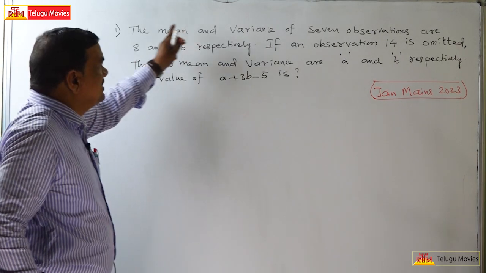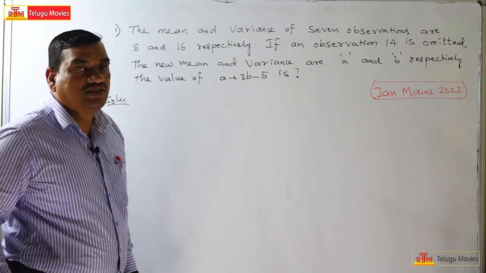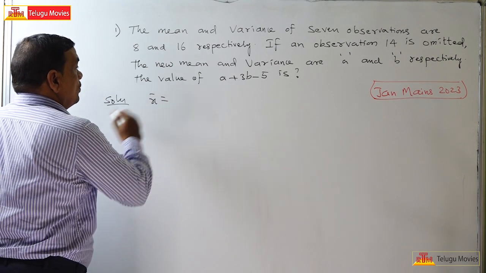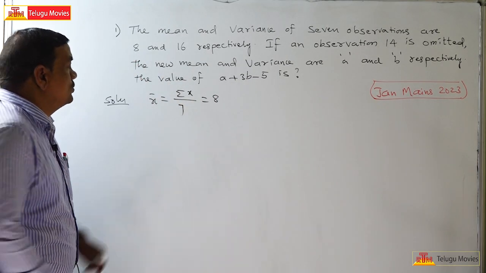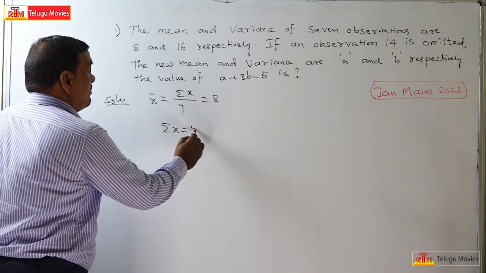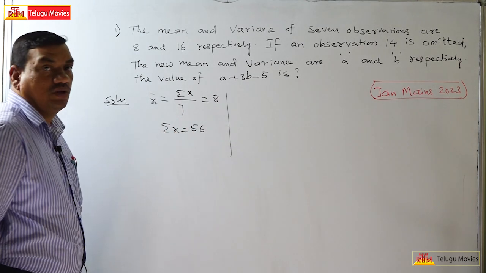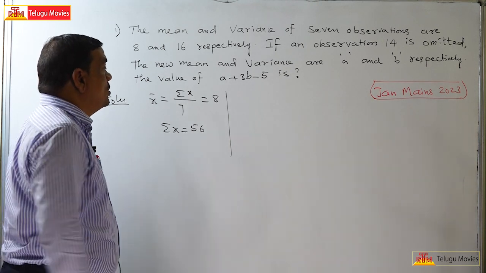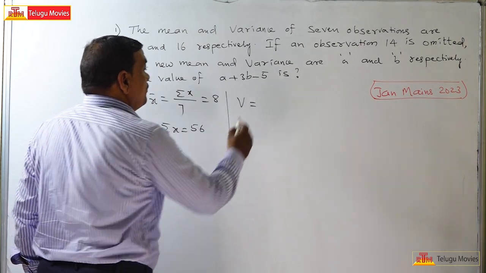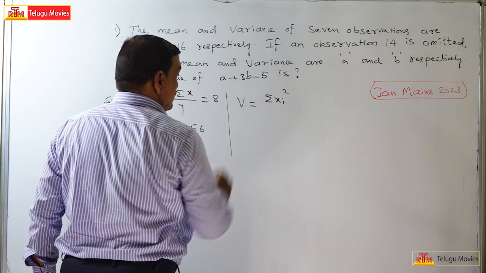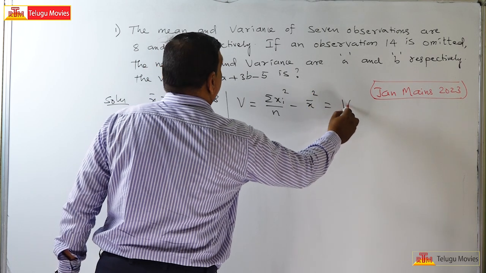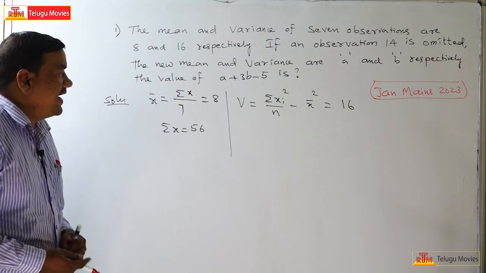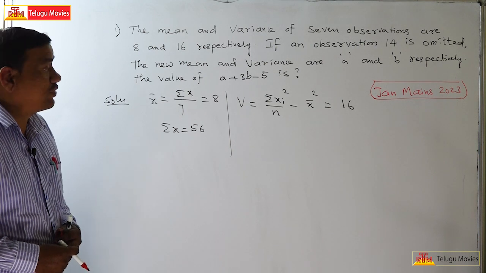First, given there are 7 observations. Mean, x bar, is equal to the sum of the observations by the number of observations. This is given as 8. So sigma x is equal to 7 8s are 56. Okay, now this is the old one. So variance is equal to how much? Sigma xi square by n minus x bar square, that is the definition.